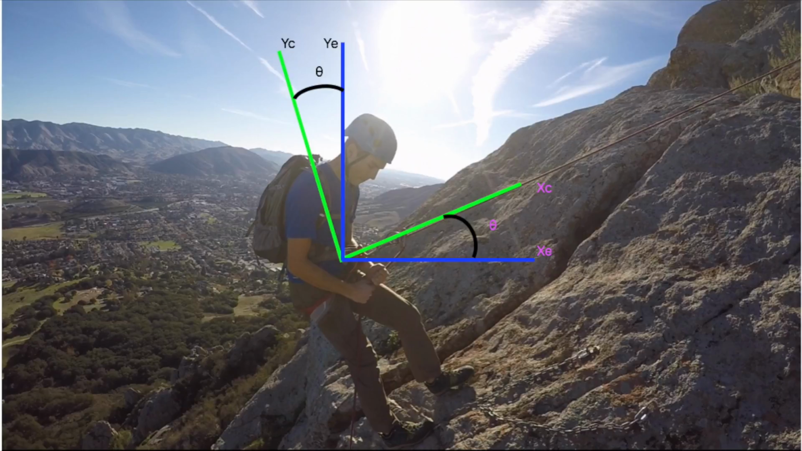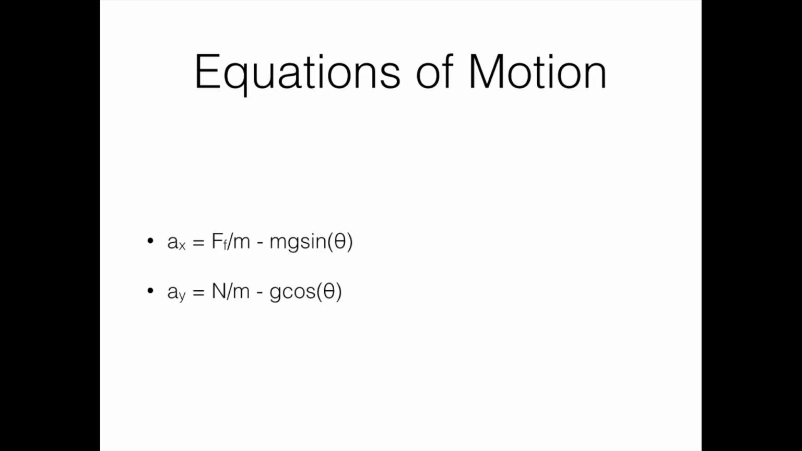The frames at play in this system are the earth inertial frame highlighted in blue and the climber's frame highlighted in green. These are the equations of motion that govern our system, as represented in the climber's frame of reference. Theta is the angle of rotation about the z-axis between the earth inertial frame and the climber's frame, F sub F is the force of friction applied by the climber, and N represents the normal force against the climber's feet.